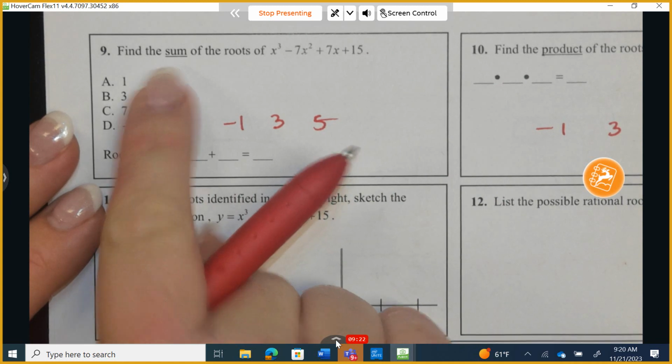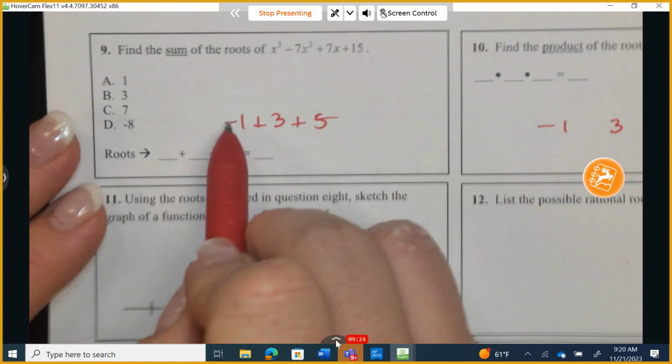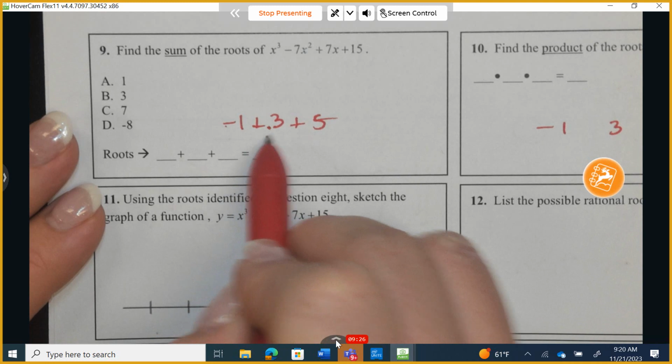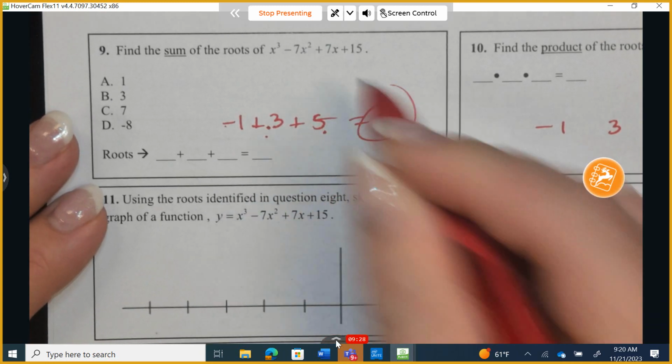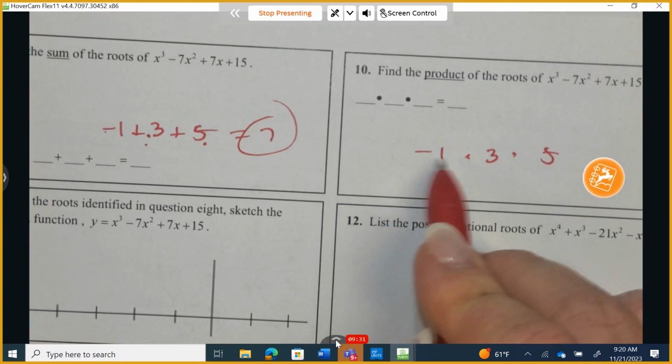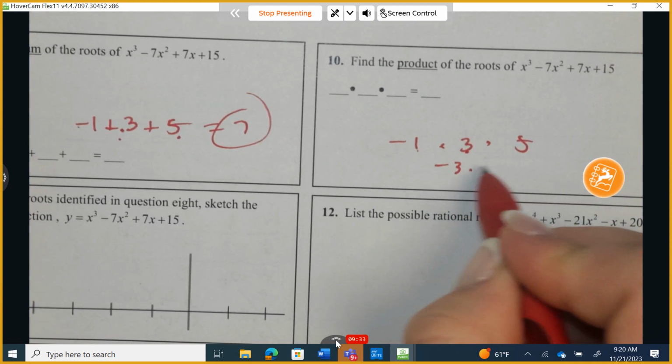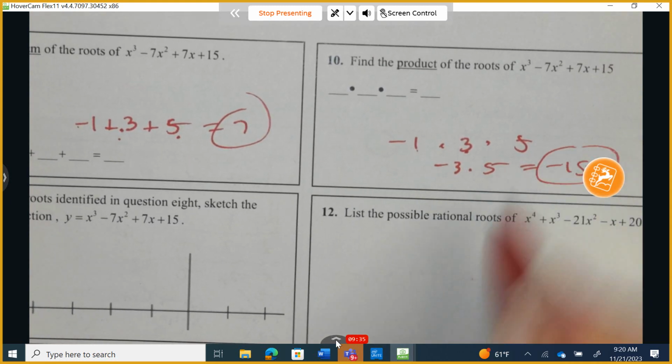So I want to find the sum. That means I'm adding these together. So -1 plus 3 is 2, and 2 plus 5 is 7. And then I'm multiplying them. -1 times 3 is -3, and -3 times 5 is -15.